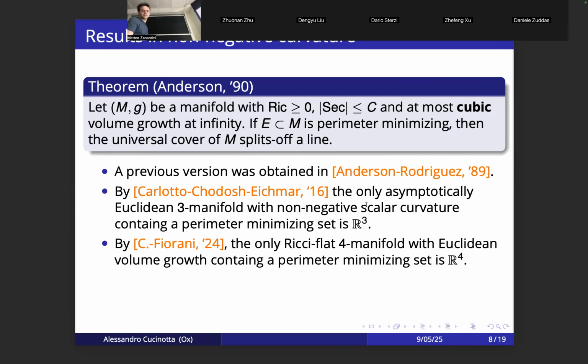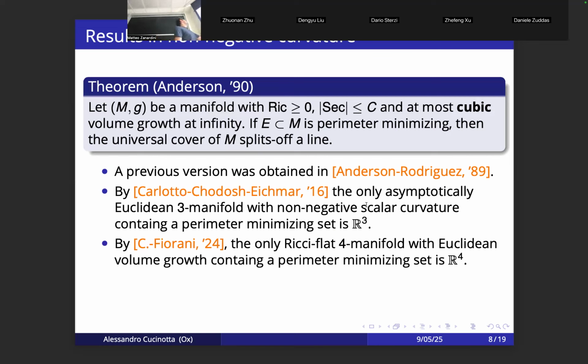Okay, besides this one, there are many other results. I decided to isolate 2 of them. So Carlotto, Chodos, and Eichmar, very recently, considered 3 manifolds that are asymptotically Euclidean. So they look like R3 outside of a compact set, more or less. And they also assume non-negative scalar curvature, and then they show that if there exists a perimeter minimizing set, then the manifold is actually R3. So there is a lot of splitting.